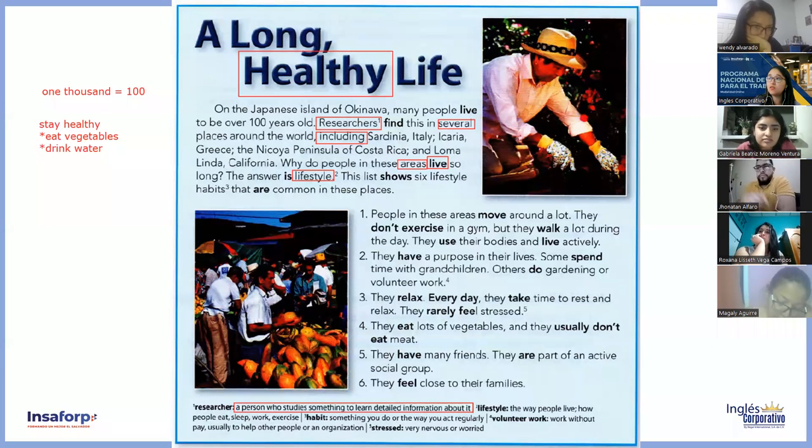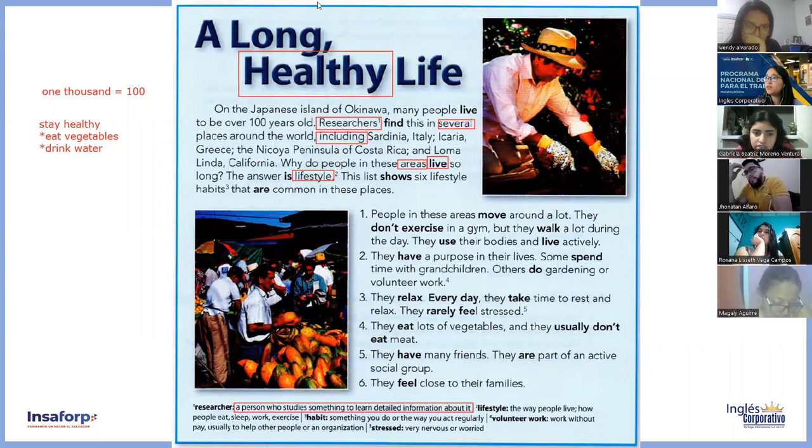So let's continue with the next one. Volunteers, is there someone who wants to read? Yeah, volunteers. This is me. Hi. Okay, perfect. Go ahead, please. People in these areas move around a lot. They don't exercise in a gym, but they walk a lot during the day. They use their bodies and live actively.